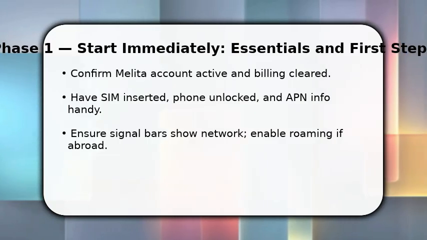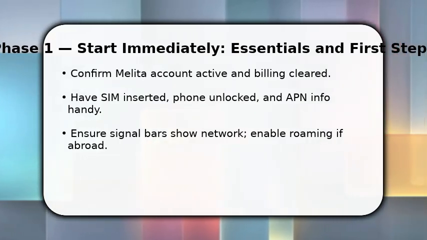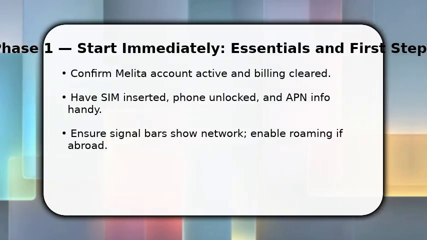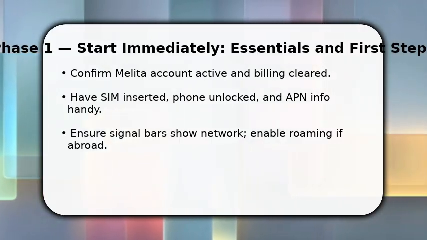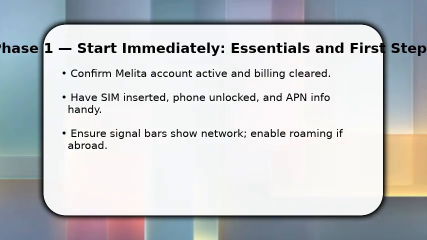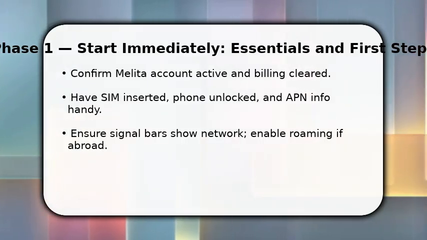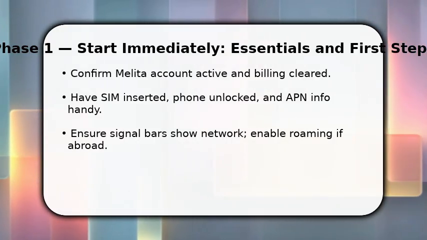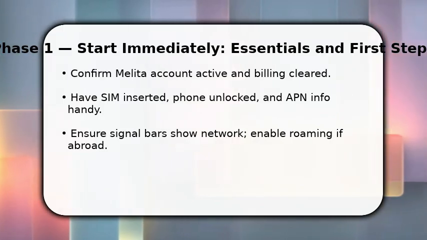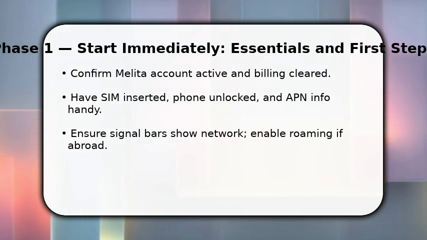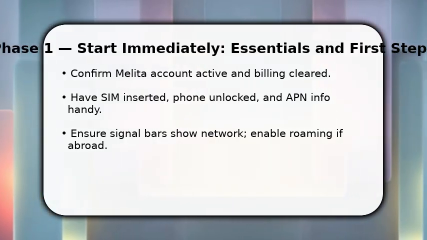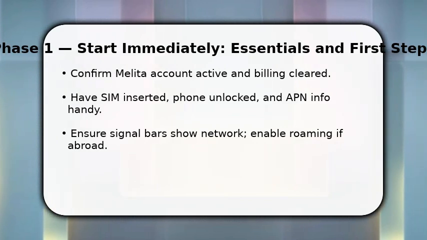Enjoy the video. You start by confirming your Melita account is active and any unpaid bills are cleared. This unlocks data provisioning. Next, insert the Melita SIM into the primary slot and reboot the phone so the network can detect it. Once done, open Settings and check Mobile Network to confirm the device sees Melita. If you're traveling, make sure data roaming is enabled. Also, gather APN details now: name, APN, username, password, so you can enter them without interruptions.